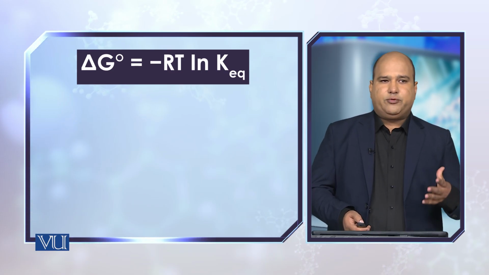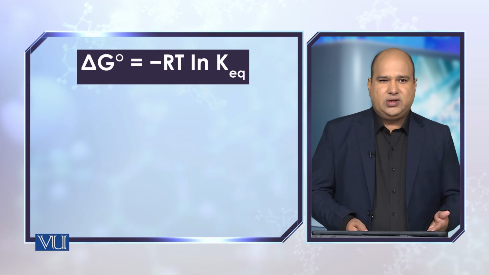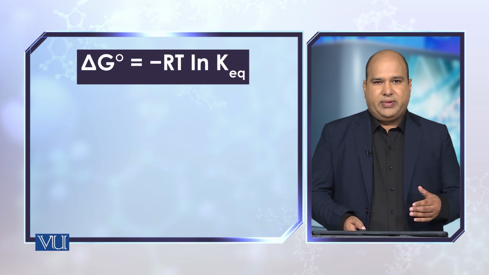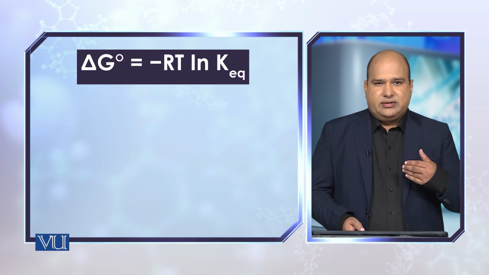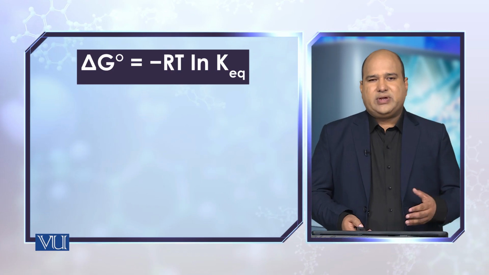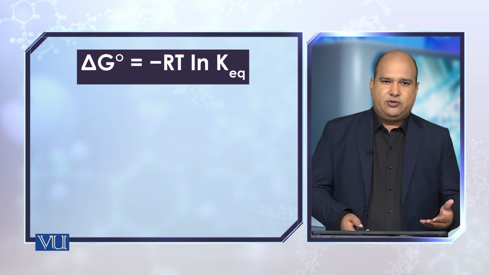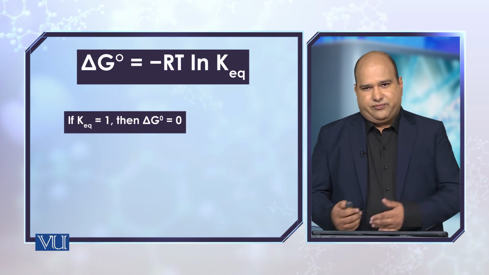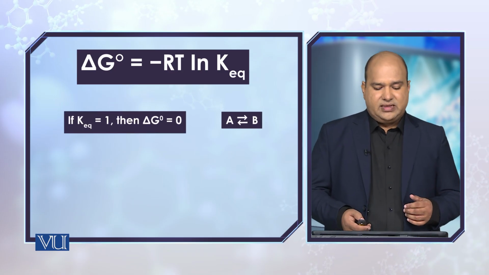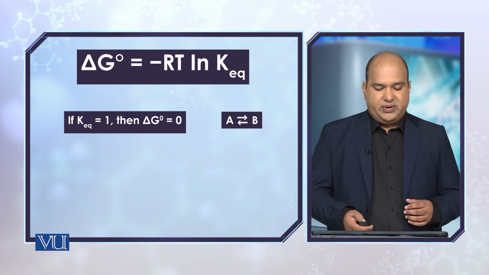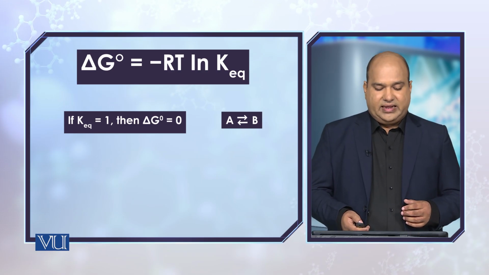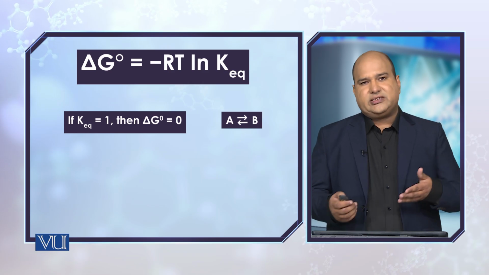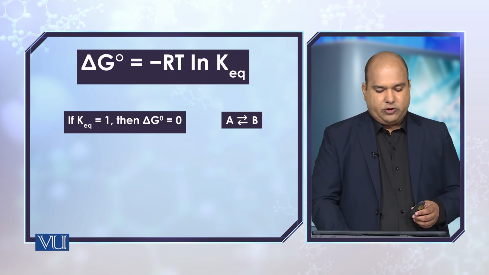Now, you do not have to depend upon the actual free energy. Only by knowing the standard free energy values, you can easily calculate the value of delta G naught, and from that you can predict the direction of the reaction. For instance, if the K equilibrium is equal to 1, that is delta G naught is equal to 0, the reaction will already be at equilibrium.